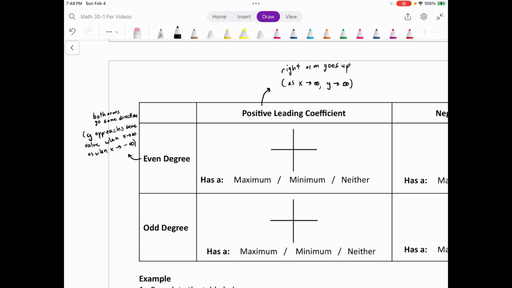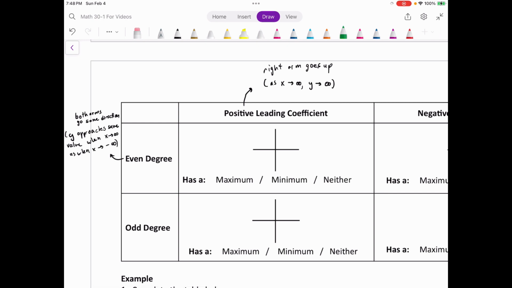So let's put those two ideas together. We know the right arm goes up, and we know it has an even degree. So what could that look like? We know the right arm goes up, and we know that both arms go in the same direction. So if the right arm goes up, and both arms go in the same direction, what does the left arm do? It must go up, right? That's kind of the way we can attack these. Figure out what the right arm's doing, and then figure out if the left arm's doing the same or the opposite, or sometimes vice versa. So if the right arm is going up and the left arm is also going up, there's a million things we could draw here. Could look something like that, right? Could be a quartic.